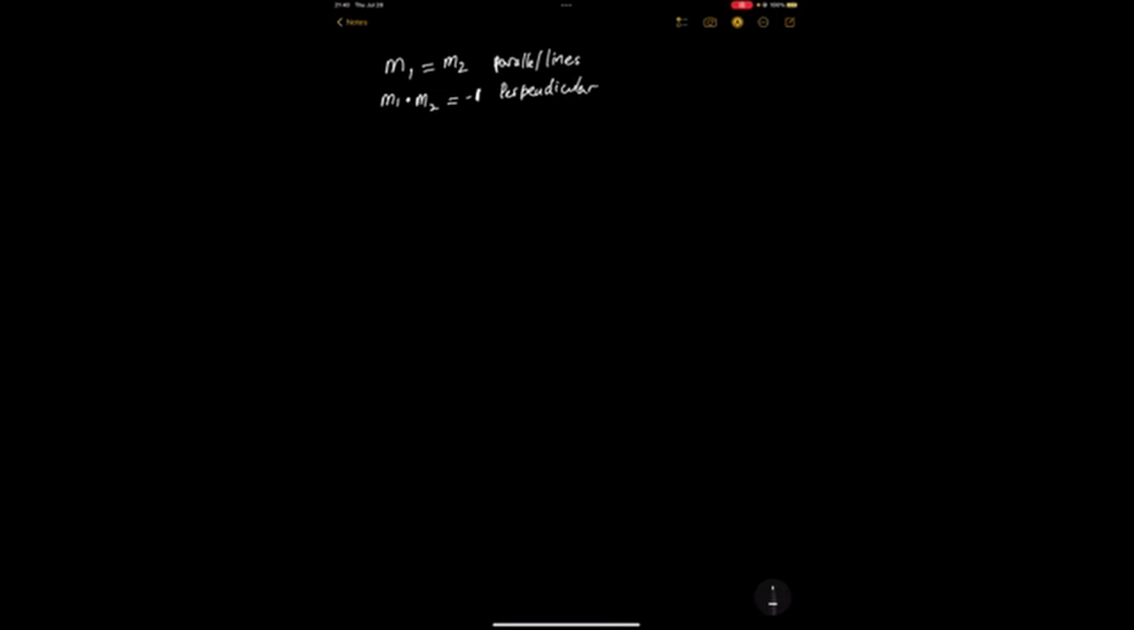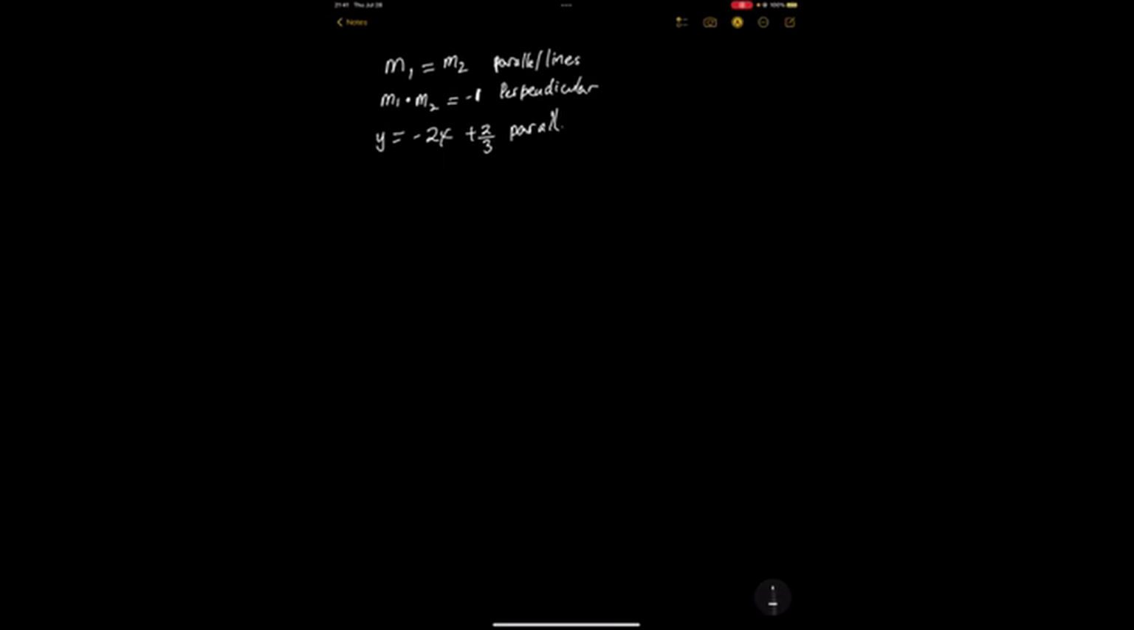So if you want to find out if a line is parallel to another line or perpendicular to another line, all you have to do is look at the slope and you will find out. Now, how do we calculate this? Let's actually look at what we can do. Let's say we have this equation: y equals -2x plus 2/3.